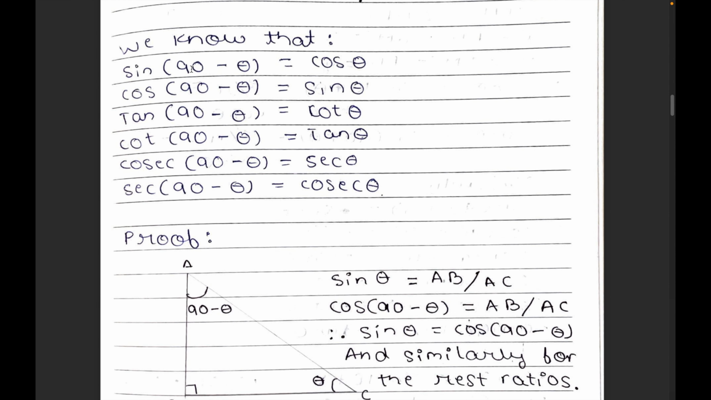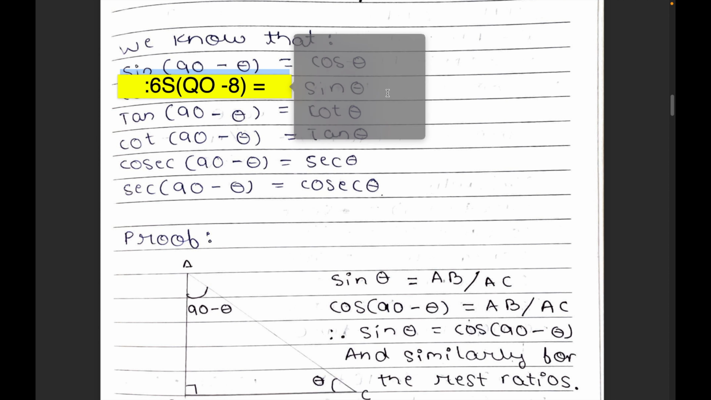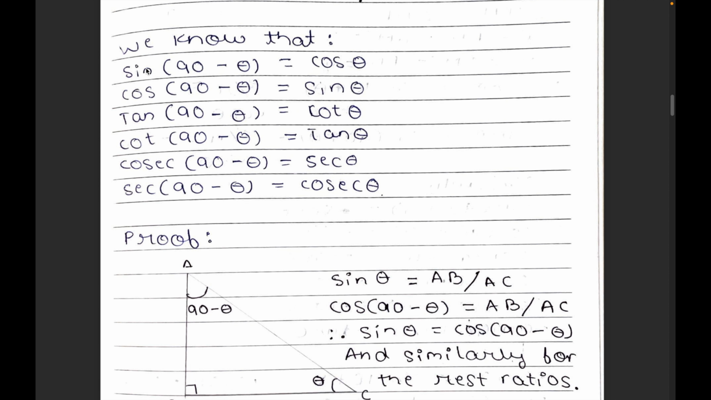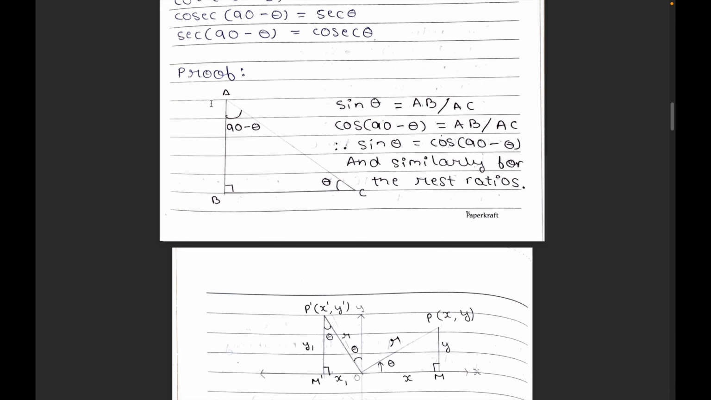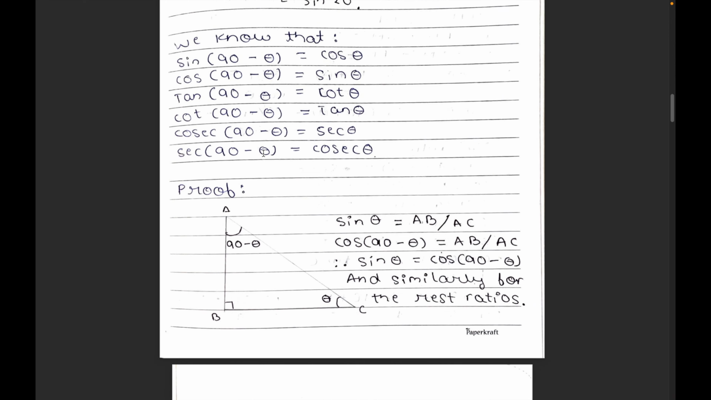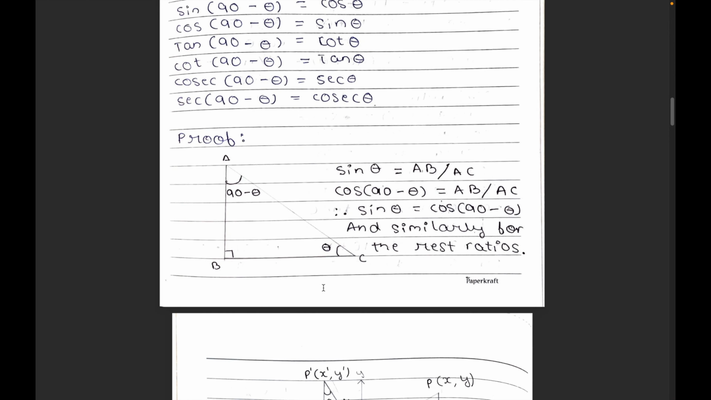So we know that sine 90 minus theta is cos theta and cos 90 minus theta is sine theta, and tan 90 minus theta is cot theta. So memorize this. You have to memorize these. And then I have written down the proof of it, but you don't really have to know that.